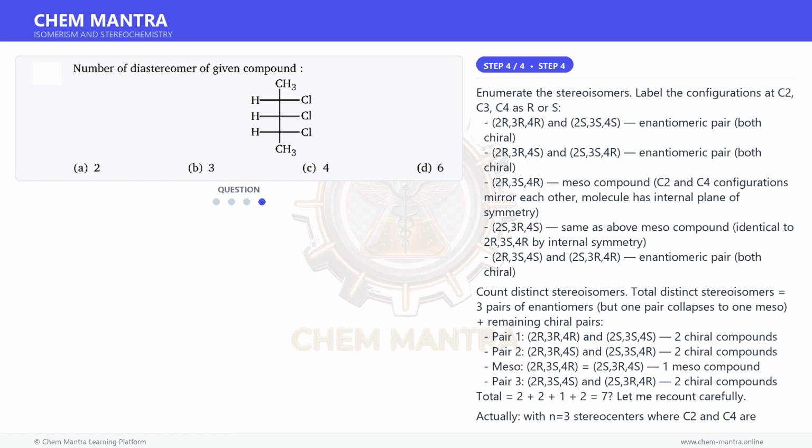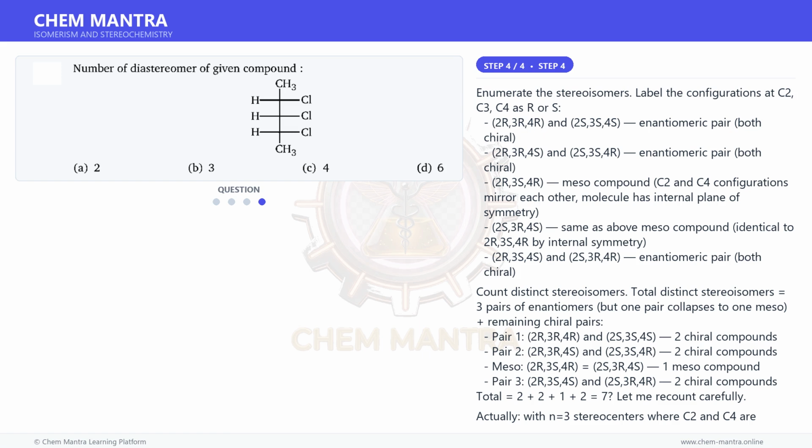Re-examine. For 2,3,4-trichloropentane the accepted count is 4 total stereoisomers, 2 pairs of enantiomers plus 1 meso, actually a 3 pairs consideration. The total stereoisomers is 4, 2 pairs of enantiomers plus 1 meso. So, diastereomers of the given compound, the specific Fischer projection shown with all H on left, all Cl on right, is the RRR or SSS configuration.